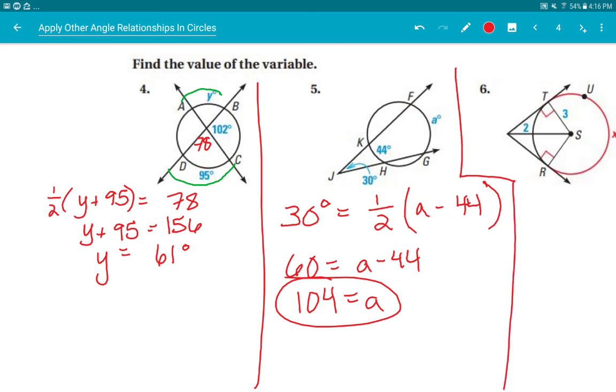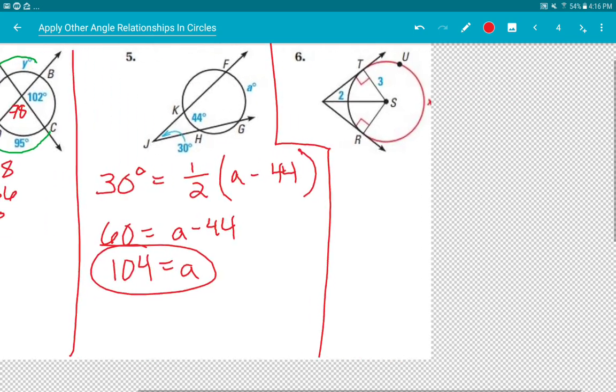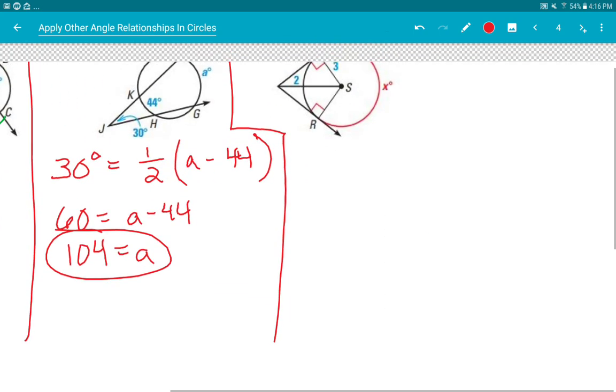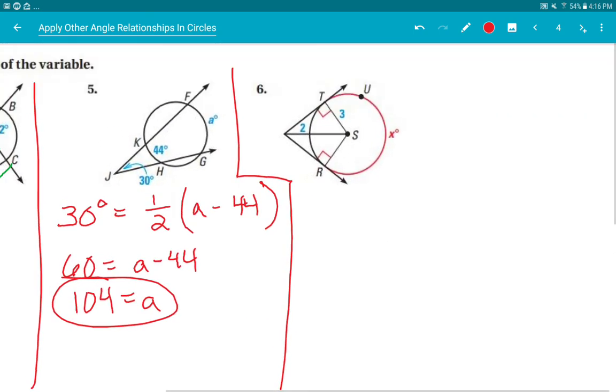Okay, all right, so now number 6 is actually going to take quite a bit of work, and I'll explain why it's going to take more work than the others. Okay, so we actually have no angle measurements to kind of work off of here. And we have to figure out what this x measurement is.